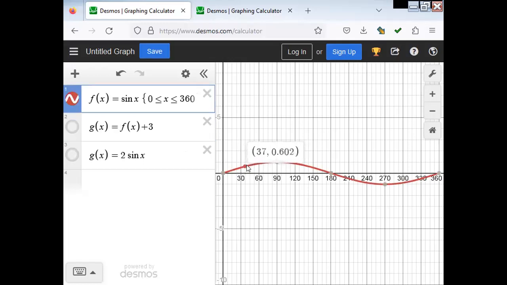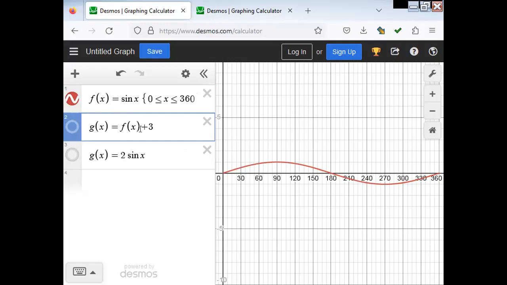Similarly, every output will be increased. 3 will be added to everything. The 1 that was supposed to come, where will it go? It will become 4. At input 90, the output was 1. Now for g(x), which is a new function, how am I relating g(x) to f(x)? Sir, you have added 3 to f(x); to the earlier sine function you have added 3. So 3 will be added to all y values.